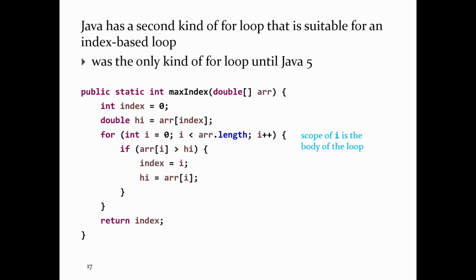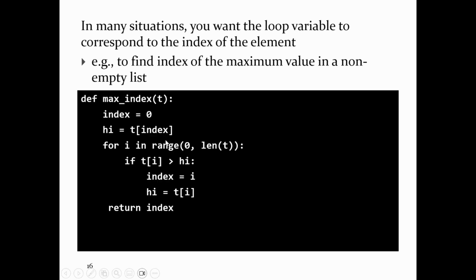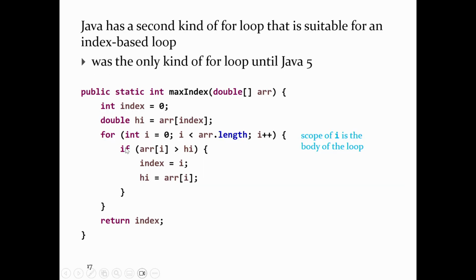Okay, so Java has a second kind of for loop. The second kind of for loop was the original for loop in the Java language. It comes from the C language. So the original, or normal, for loop in Java is a counting style loop. The way you write this is that you create a loop variable the same way that I did here. So i is my loop variable.